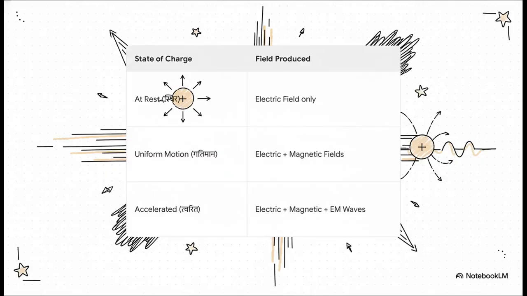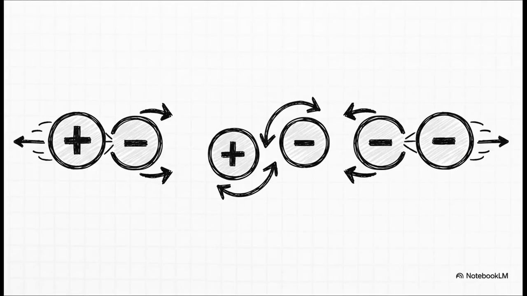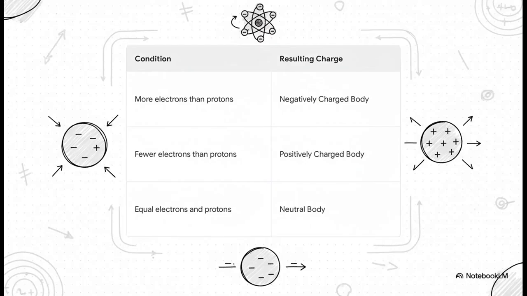Now, this is where it gets really cool. A charge's motion completely changes the fields it creates. The rules are super simple. Like charges repel each other, and opposite charges, they attract. So, an object's total charge is just a numbers game between its electrons and its protons.